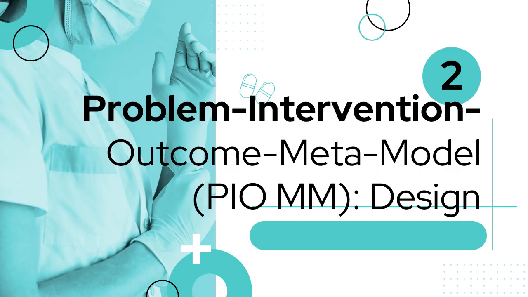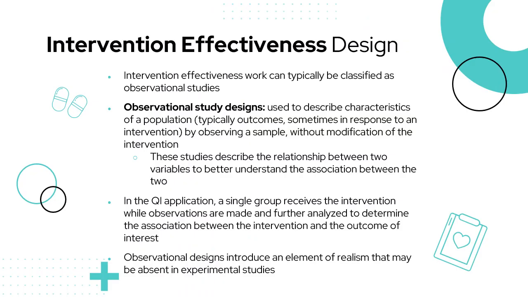All right, so now let's shift our focus to the design of PIO-MM. It's now at this point in the design process where it's going to go from two different branches, quality improvement and research, and they're going to come into one. So this is where those terms we reviewed before, you might have heard of them in a research methods class. Now we're going back into the realm of research methods and using that to design our study. So intervention effectiveness work can be classified as observational studies.